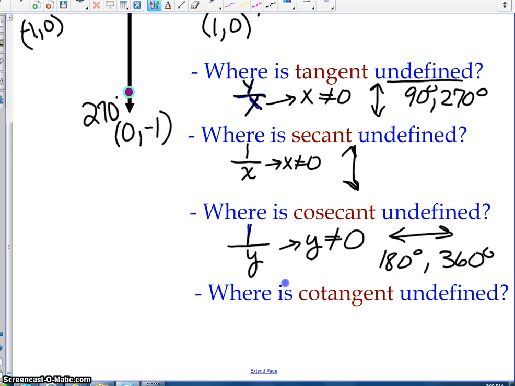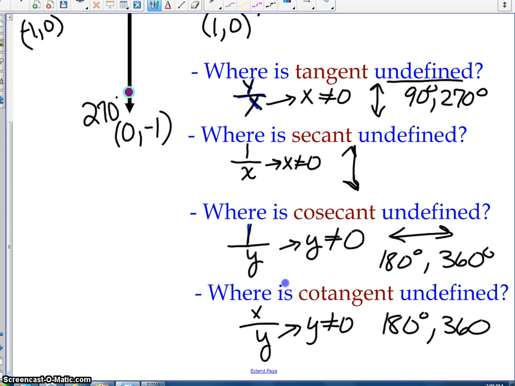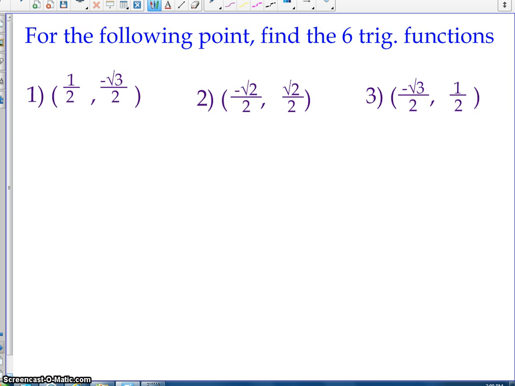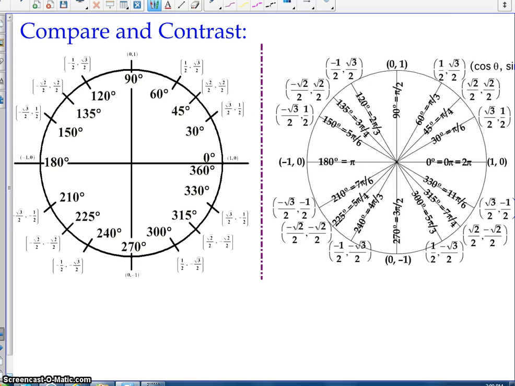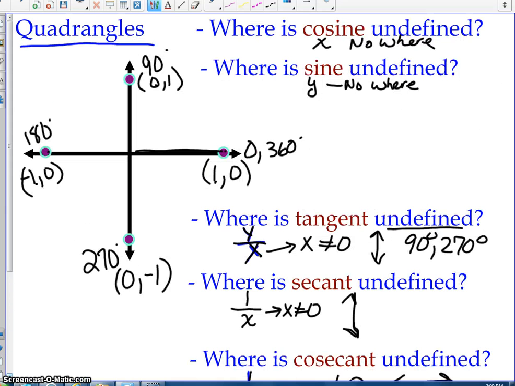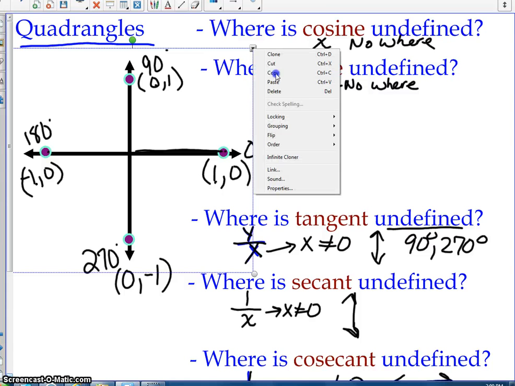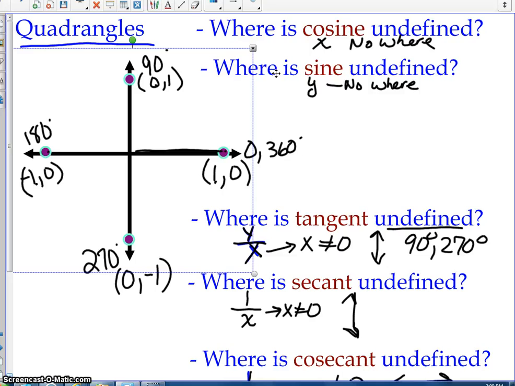The same rule holds true for cotangent, because that's x divided by y. We don't want y equal to 0. And so again, we have 180 degrees and 360 degrees. Okay, so what we're doing here, I'm going to copy that here to get a better picture of this.